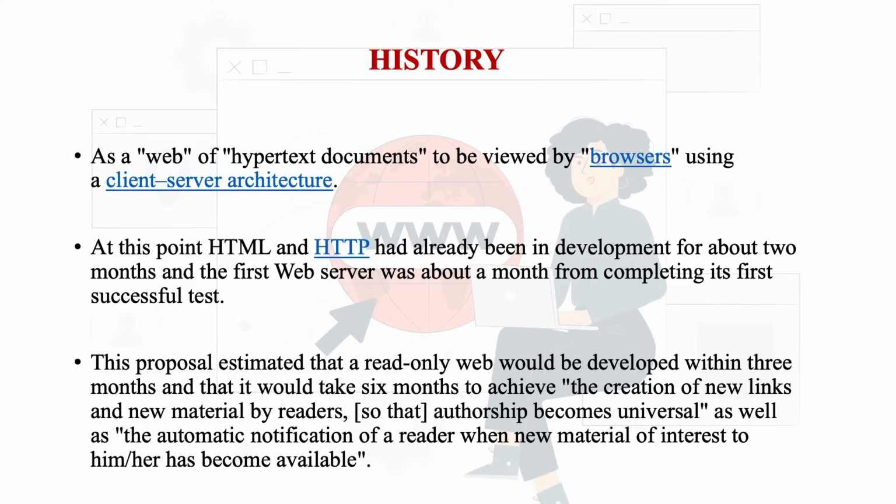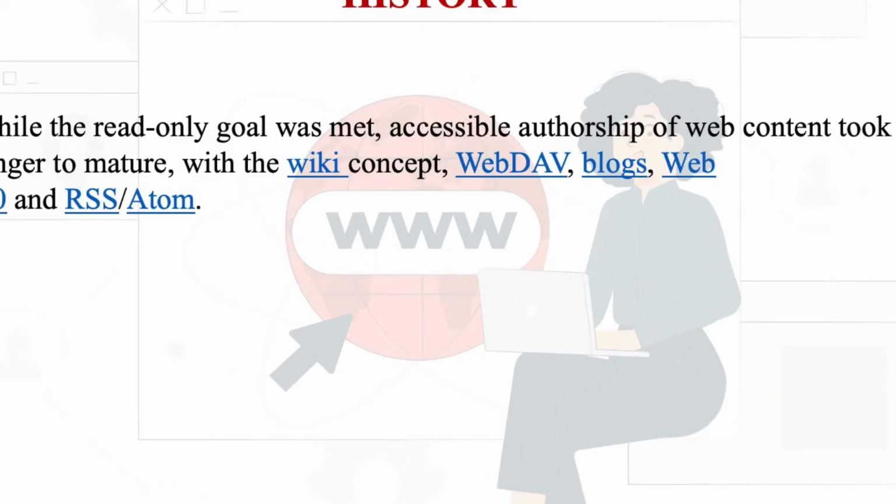This proposal estimated that a read-only web would be developed within 3 months and that it would take 6 months to achieve the creation of new links and new material by readers, so that authorship becomes universal, as well as the automatic notification of a reader when new material of interest to him or her has become available. While the read-only goal was met, accessible authorship of web content took longer to mature, with the wiki concept, WebDAV, blogs, Web 2.0 and RSS or Atom.